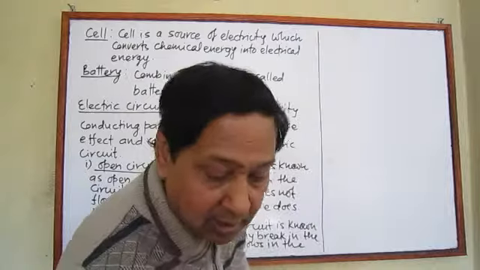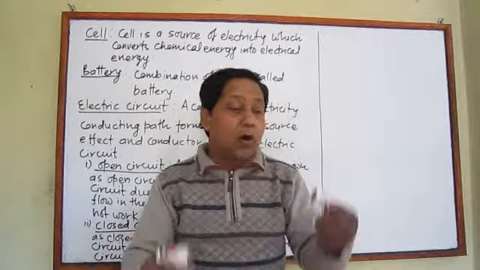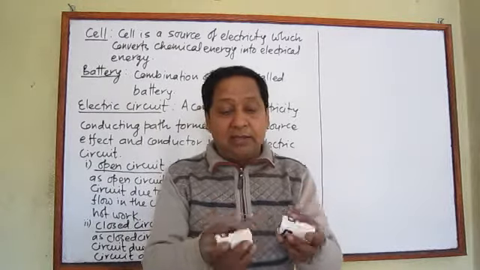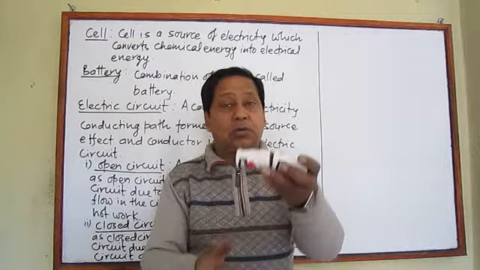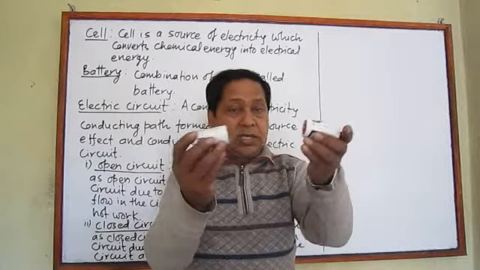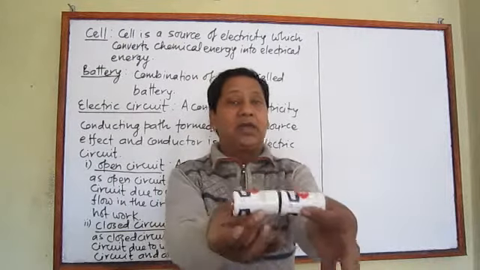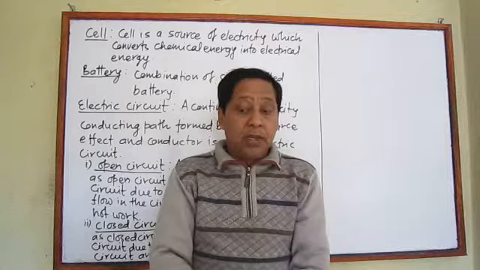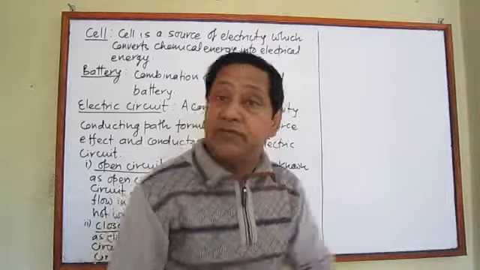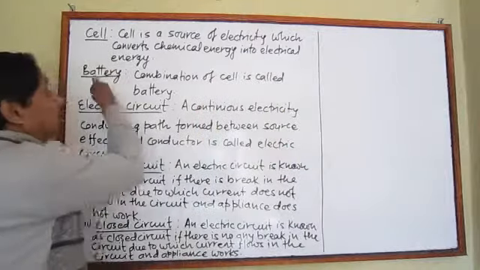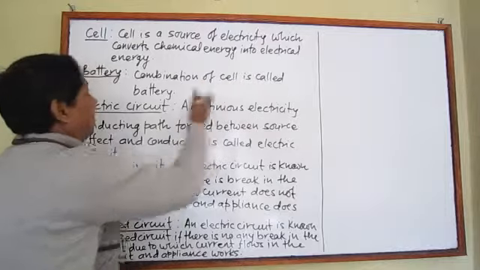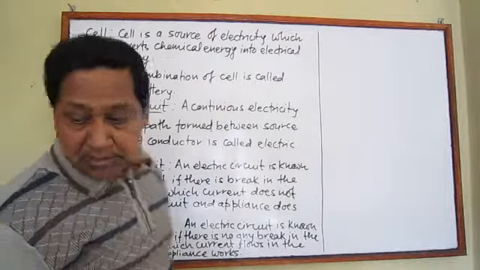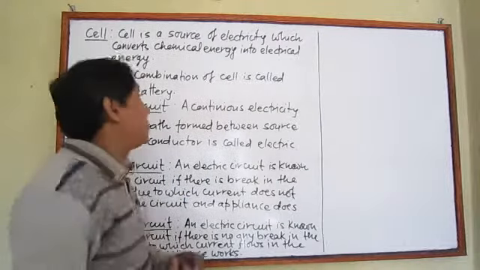Just for example, this common experience: a torchlight generally uses two cells like this. These two cells, when connected this way, actually form a battery. And a battery can be defined this way: a combination of cells is called a battery. When two or more than two cells are used together, this is a battery.